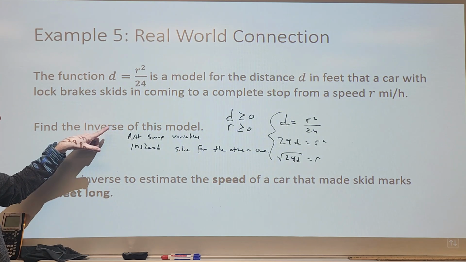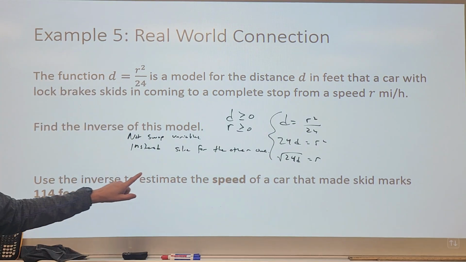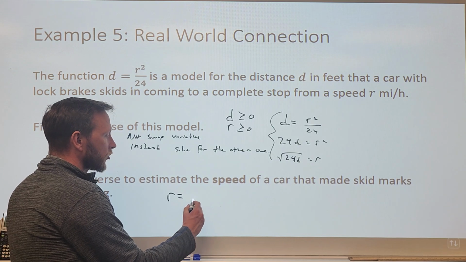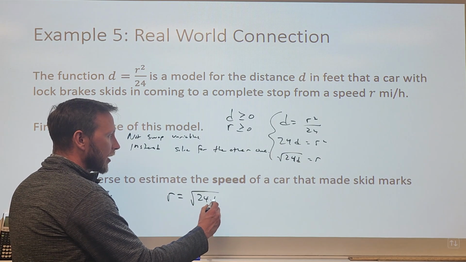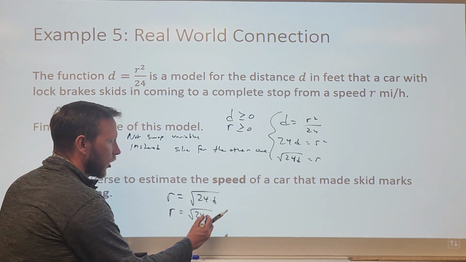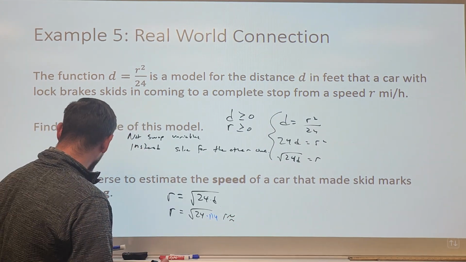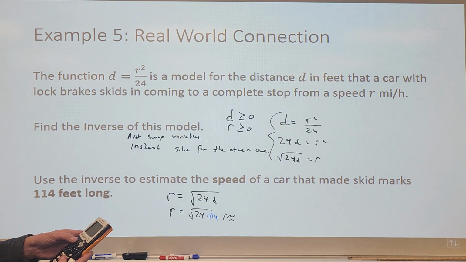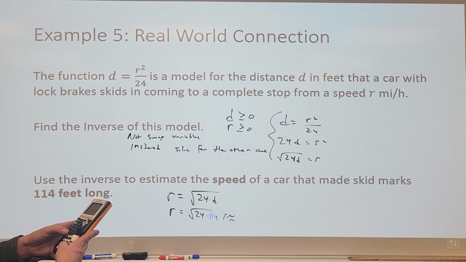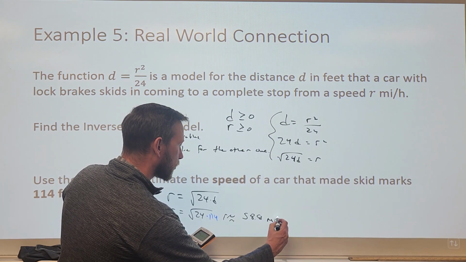So this will tell us, use the inverse to estimate the speed of a car that made skid marks this long. Essentially we're going to find that the rate is the square root of 24 times the distance it took to come to a complete stop, which was 114 feet. So we'll be able to approximate r as the square root of 24 times 114, that's the square root of 3456, which gives us approximately 58.8 miles per hour.